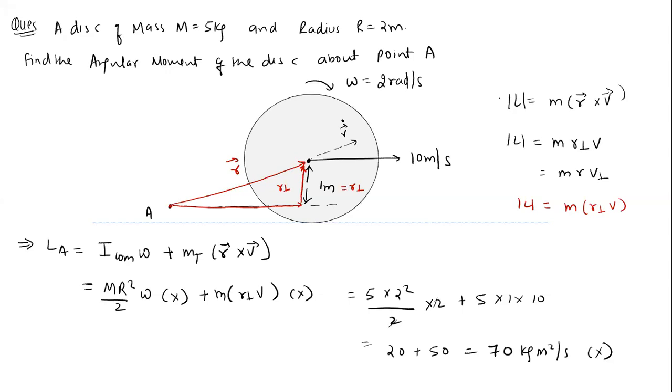I hope you understand this. Yes or no? This is an important point: how to find the angular momentum about any point when the body is having both rotational as well as translational motion. Did you all understand this? Yes or no? Yes. Okay, so please make a note. We'll do one more problem based on this.